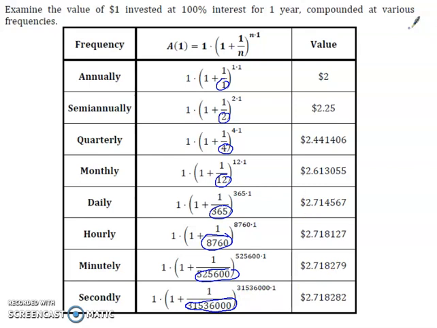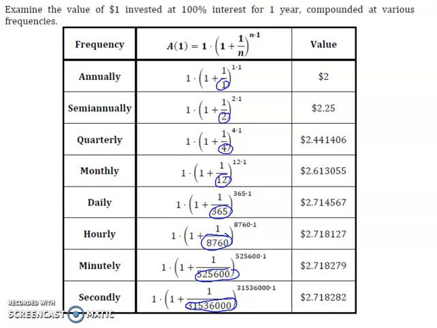So what we're looking at is the time in between payments is decreasing. If I go from once a year to 4 times a year, the time in between my payments is decreasing. Instead of getting paid once a year, I'm now getting paid every 3 months. Going from 1 payment a year to 12 payments a year, now I'm getting paid every month. So the time in between my payments is decreasing, meaning we are getting more frequent payments throughout our year.